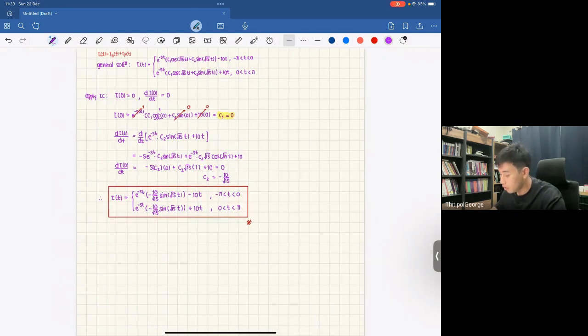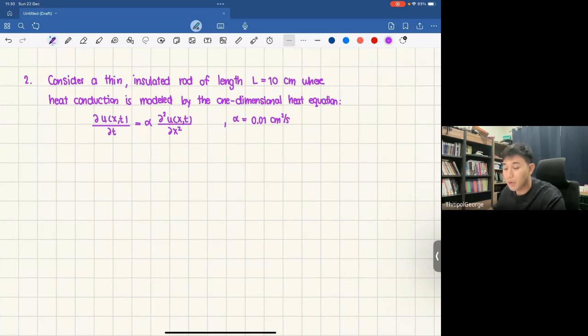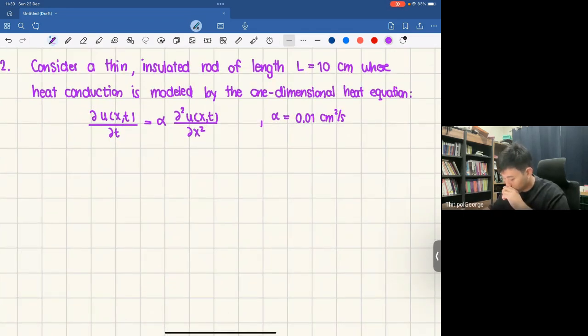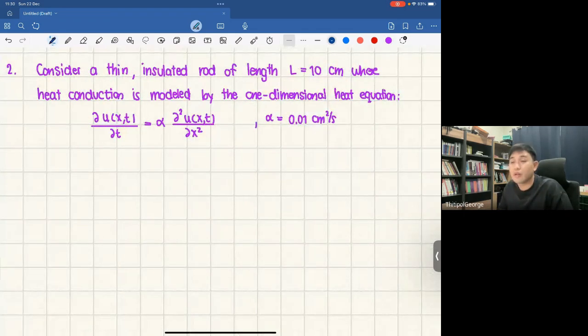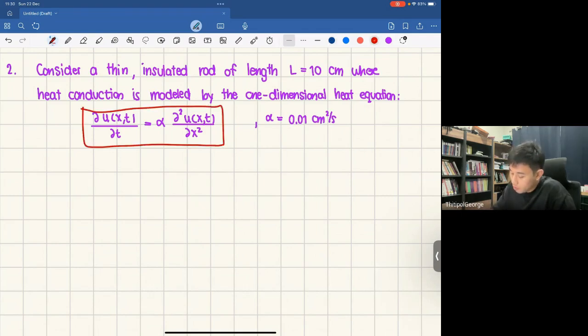Next one would be about heat equations. So consider a thin, insulated rod of length L equals 10 centimeters, where heat conduction is modeled as this one, in which the alpha here is the thermal diffusivity, given as 0.01 square centimeters per second.